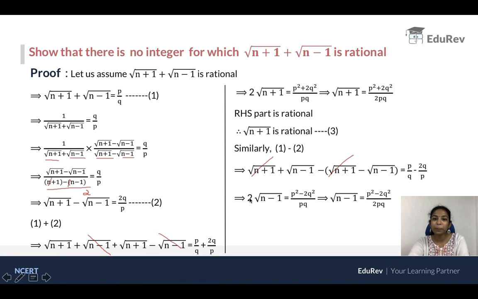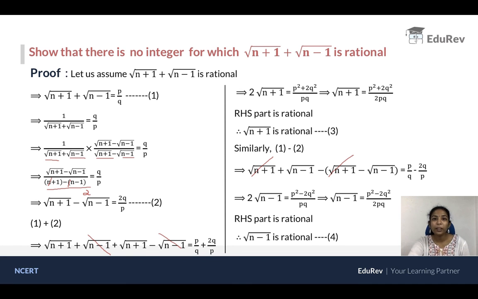And here 2 is multiplying, if it comes to the other side, it will divide. So root n minus 1 is equal to (p square minus 2q square) by 2pq. And in this statement, what is my RHS part? It is simply a rational number. So what can I come to a conclusion? My LHS part is also a rational number. That means root of n minus 1 should also be a rational number.